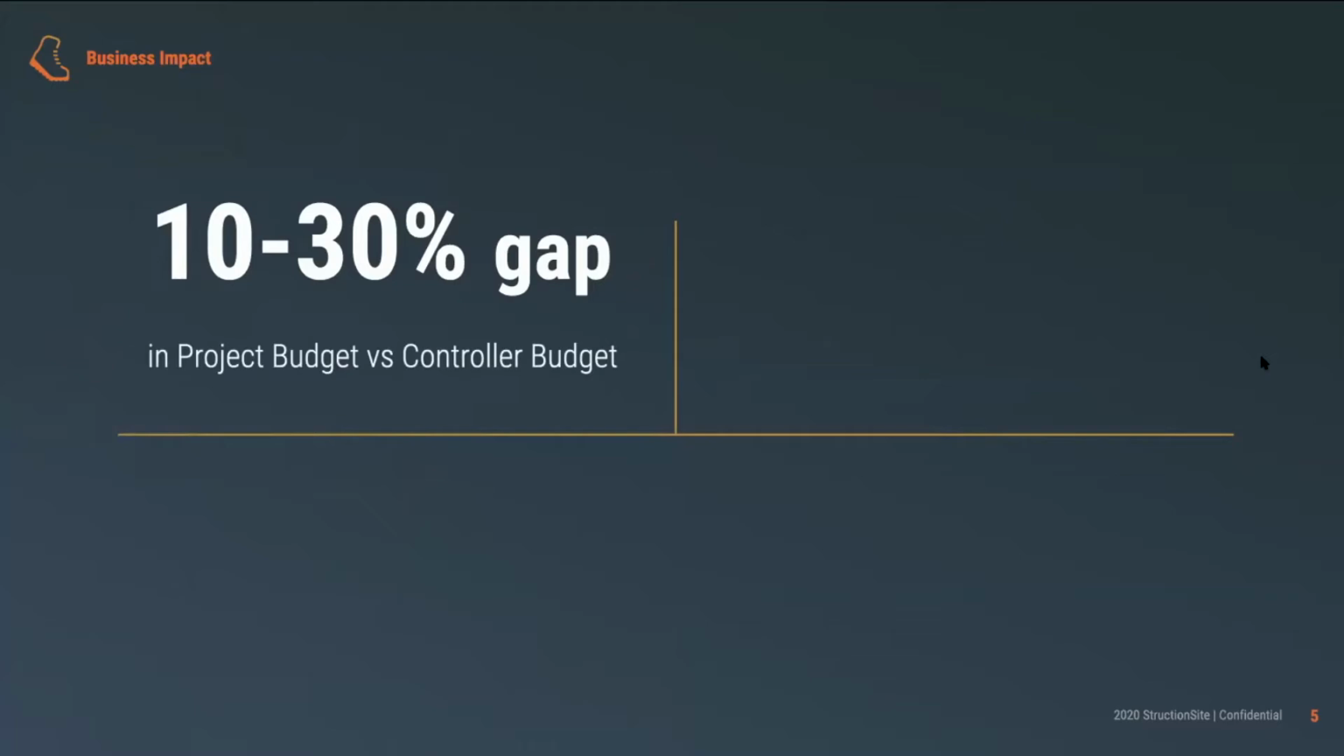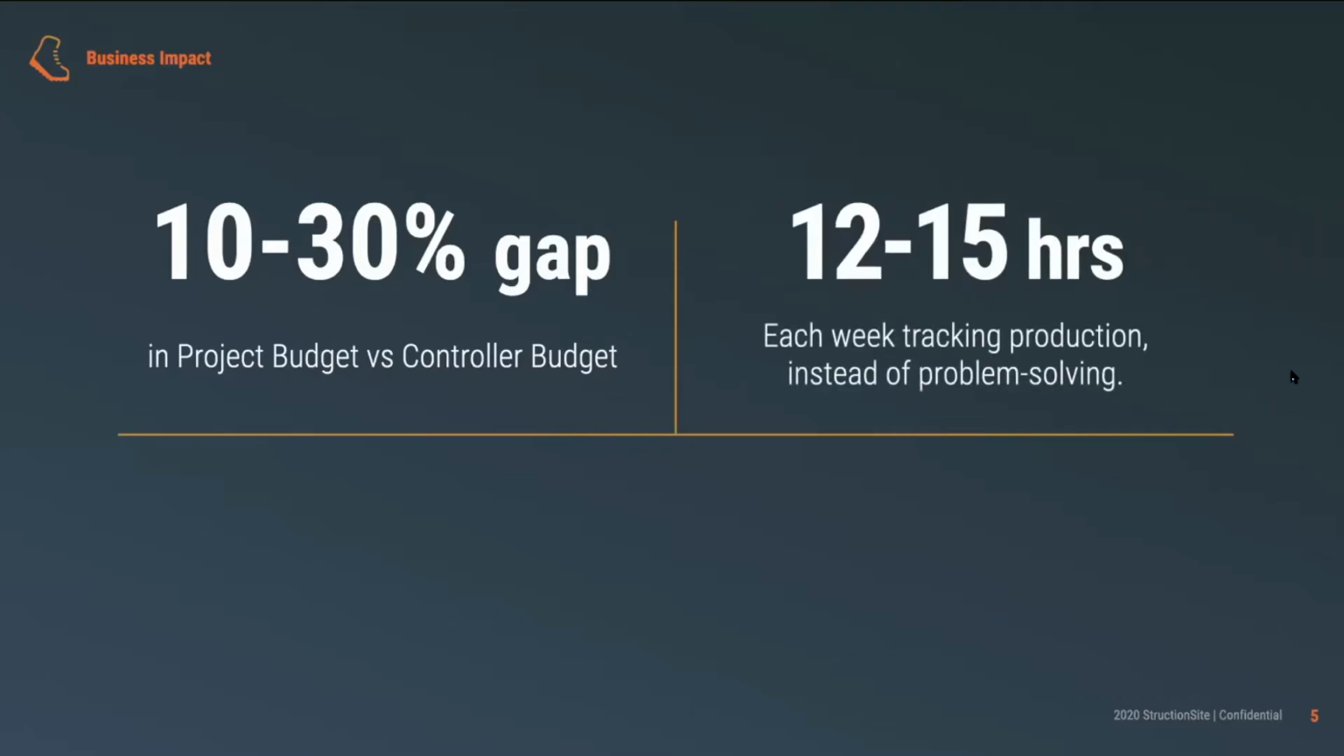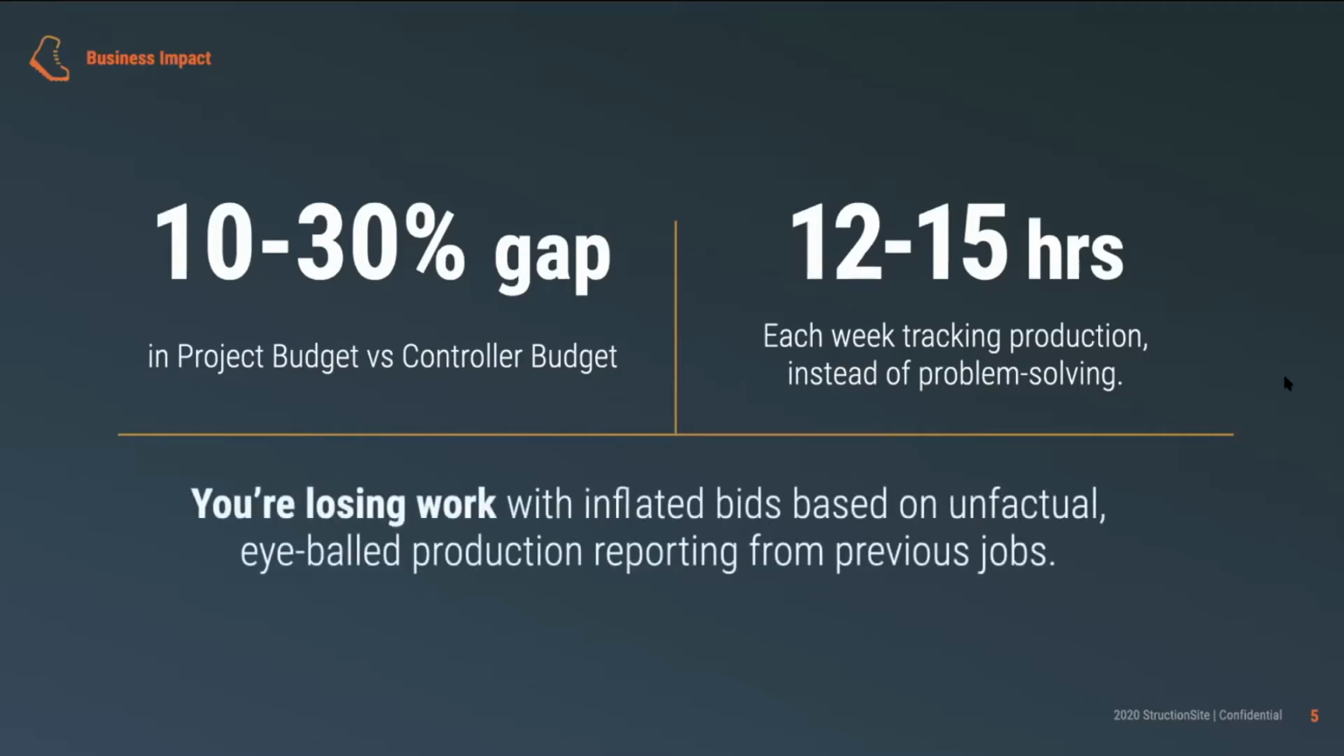Some of the other problems that we've experienced with production tracking is that there's a big difference in the project budget versus the controller budget. So when you put together your estimate, you're making assumptions, you have set production rates that you're using, and the difference of what the field is actually able to put in place is going to vary. You're also spending somewhere, again, this is going to depend on the size of the job, but it could be somewhere between 12 and 15 hours each week manually tracking production instead of solving the problems that are coming up on the job site. And Josh will talk a little bit about more of how his team did tracking and how much time it took him on the specific project that he's working on. These are just some general averages.